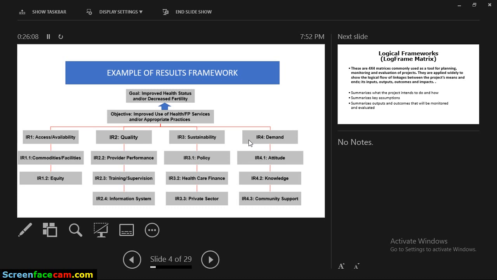Private sector. Private sector, then we're talking about healthcare finance. Is that point true? Private sector, then healthcare finance, then policy and sustainability. Okay, so now put it here. So when you look at this, you should just read this.